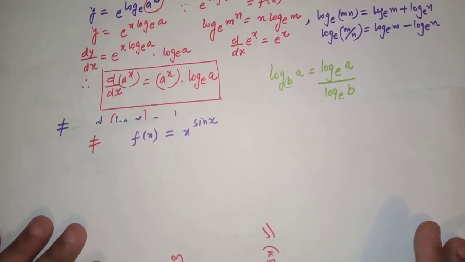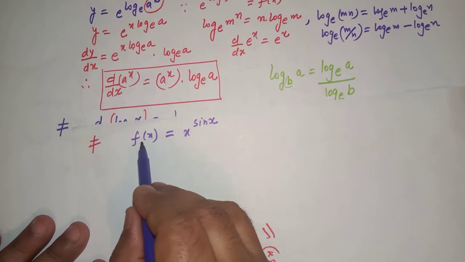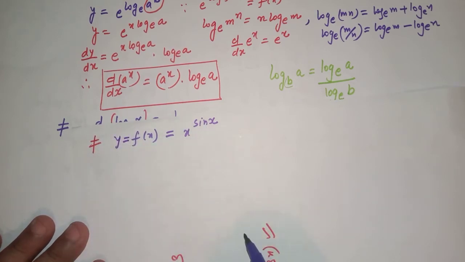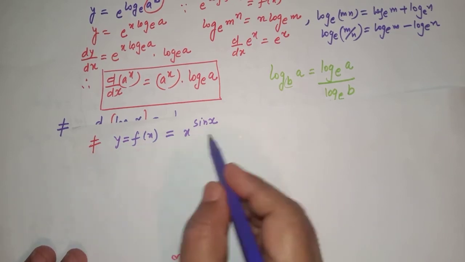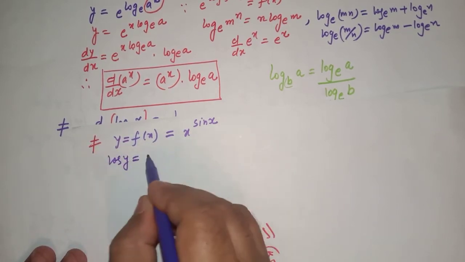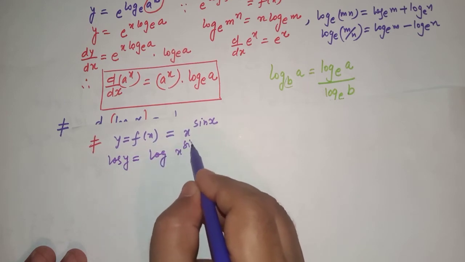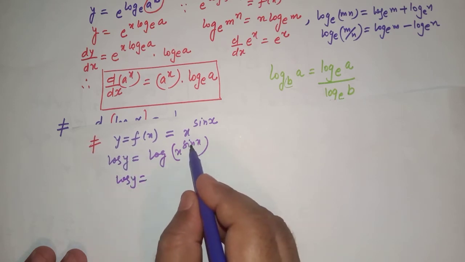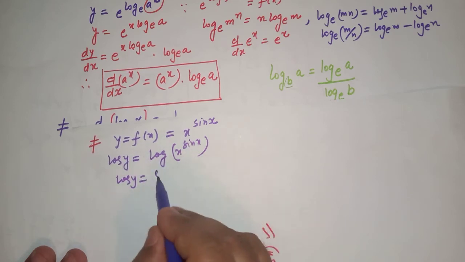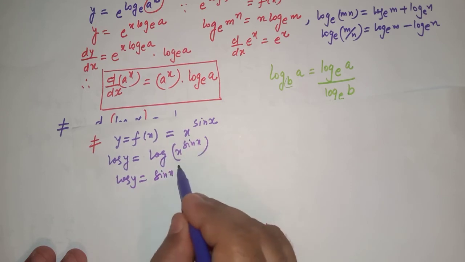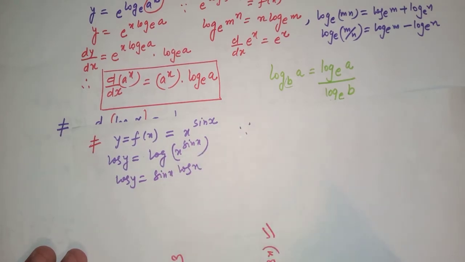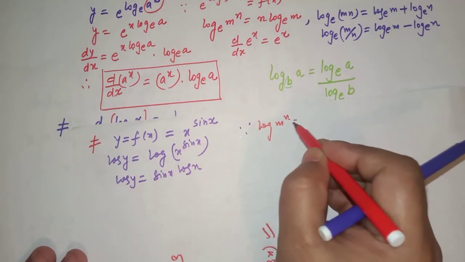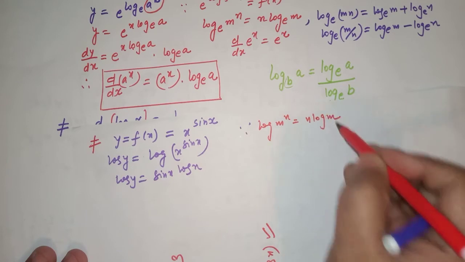Now let us take one more example. Here we have a function f(x) equal to x raised to sin x. Now let us take it as y. Now we'll take the logarithm of both sides. So we'll get log y equals log of x raised to sin x. Clear? Now we have log y, and we take this sin x to this side. We'll have sin x log x, because here we have used this property. Again I am mentioning it, log m raised to n is equal to n log m. Clear?